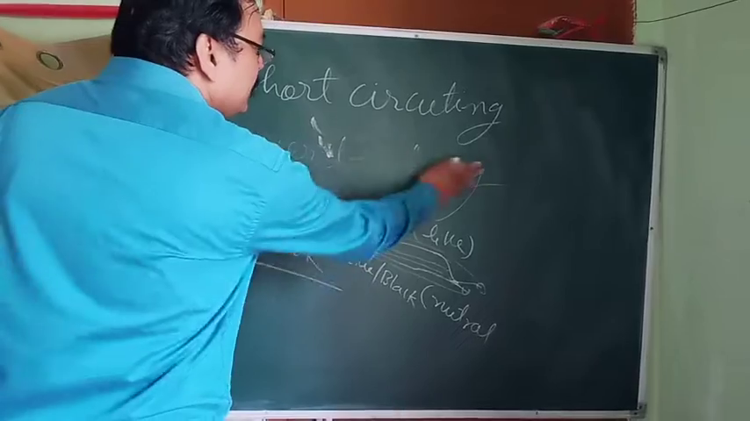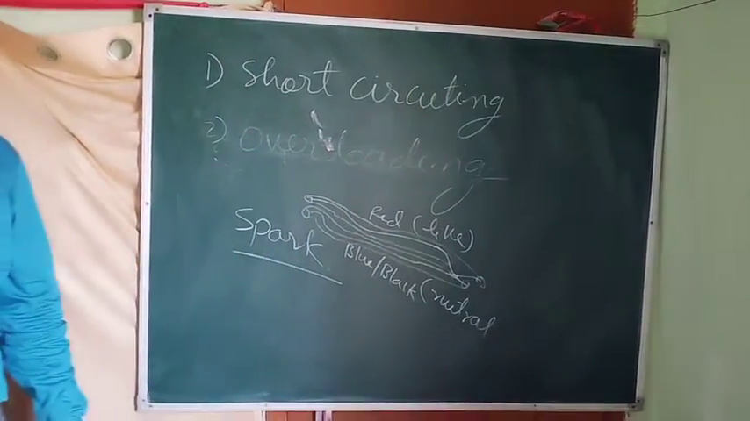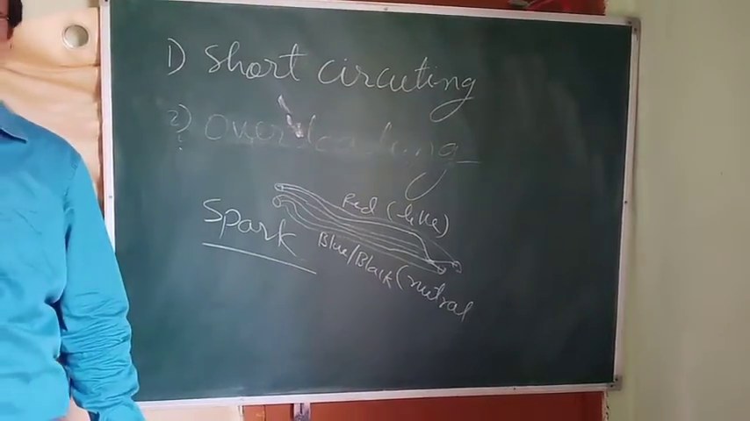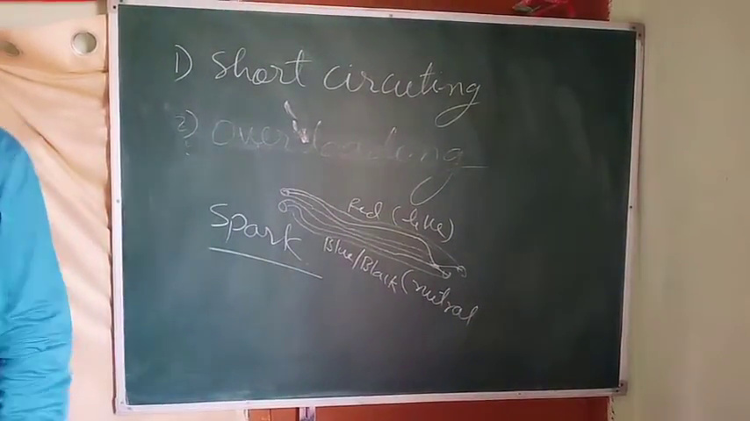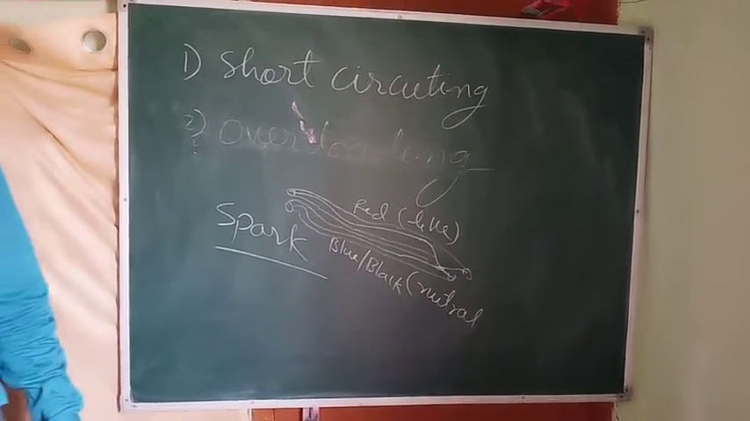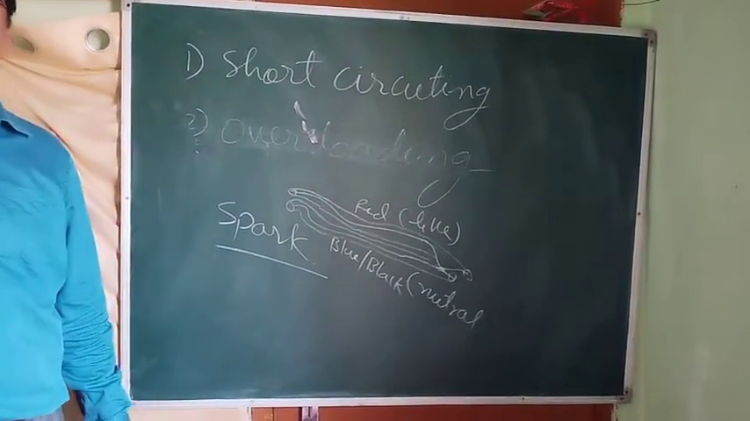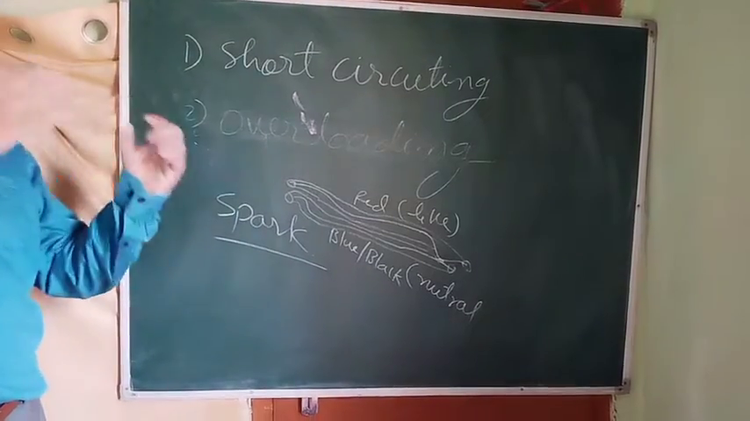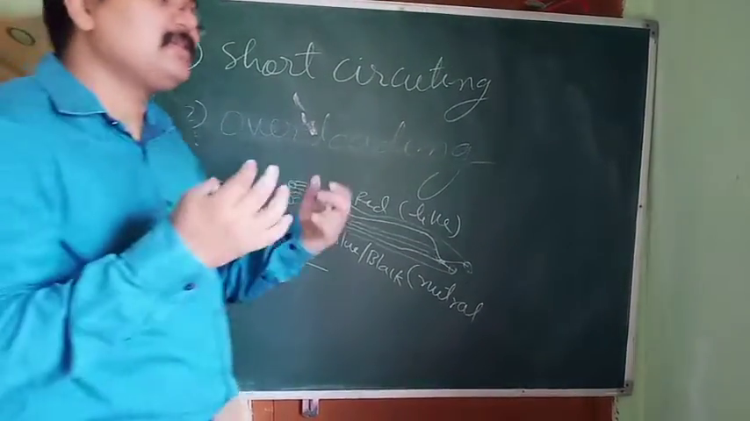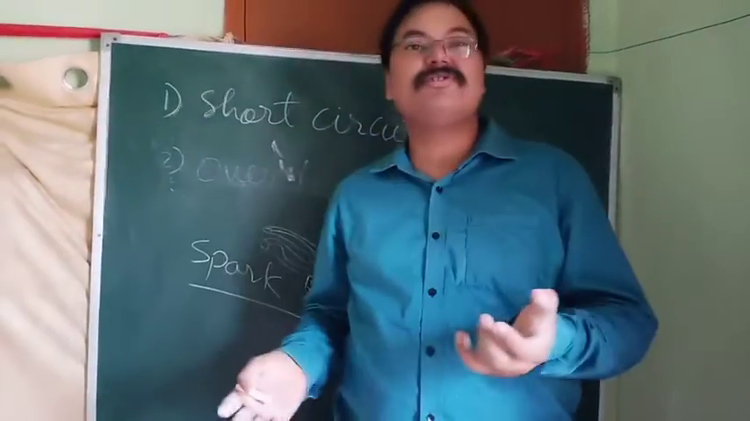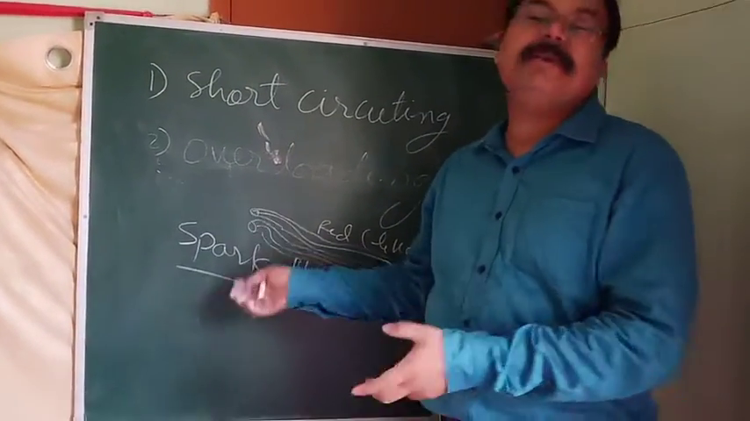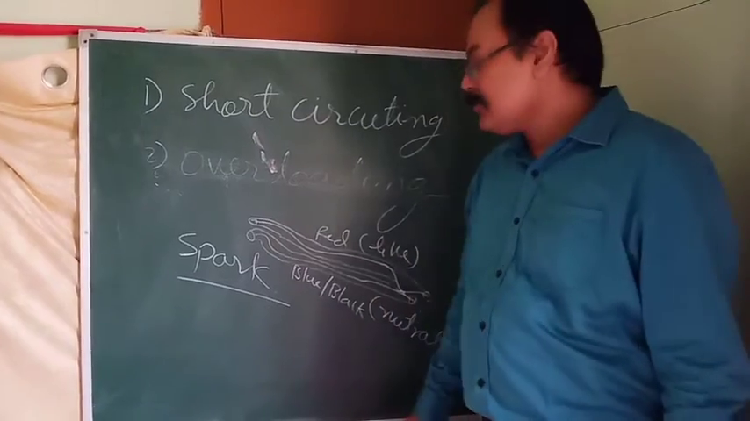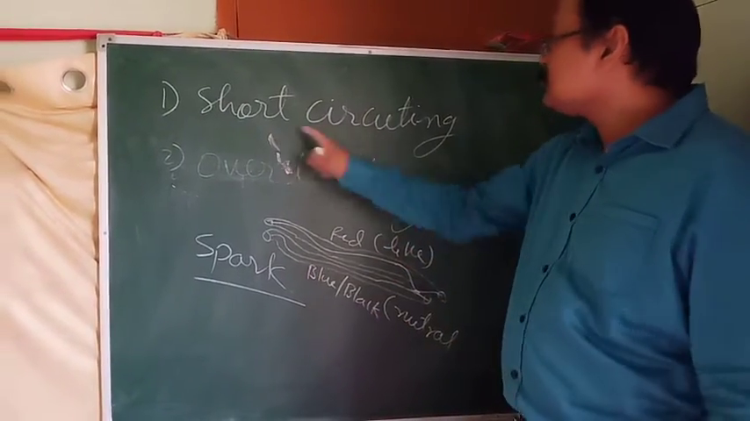okay, cannot be put off by using water. If you are using water, it is going to increase more and more, and it will cause huge destruction. So it is advised to put sand or dust over it, so that the supply of oxygen is cut. Okay, and if the supply of oxygen is cut, then what will happen? The fire will be put off by itself. Okay, so this was your short circuiting.